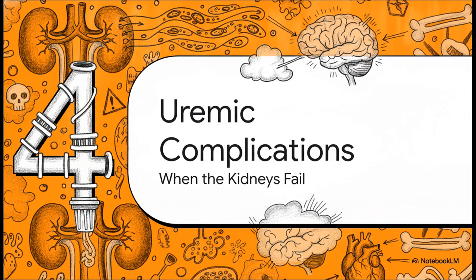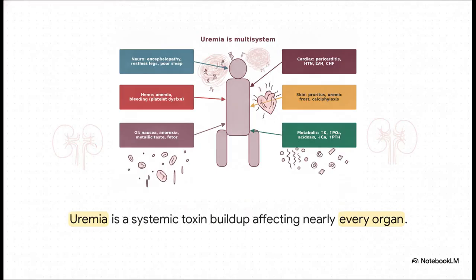Since we've established his high-risk status, we absolutely have to turn our attention to the multi-system complications that pop up as waste products accumulate in his bloodstream. As that kidney function drops, patients develop uremia. This right here is exactly why we have to examine the whole patient. Uremia isn't just a localized kidney issue, it's a massive, systemic toxin buildup.